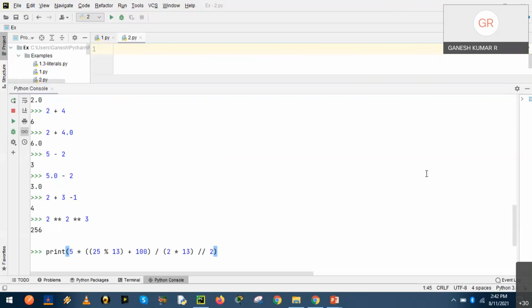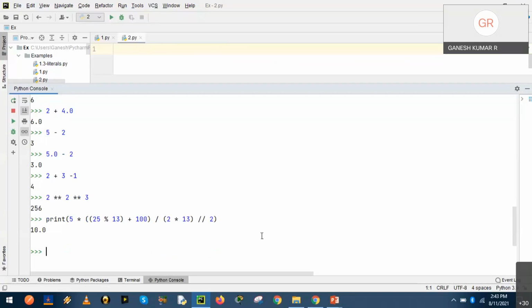Yes, only exponentiation uses right-sided binding. Okay. And the answer is supposed to be 10.0. So as we are using the slash operator, the division will return a float, even though all the operands are integers. Hence, the output results in the floating point value. Okay, you can check the answers and verify it.